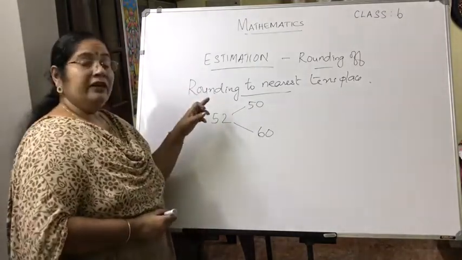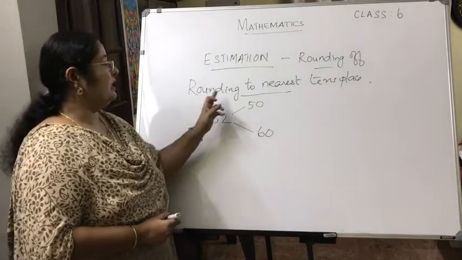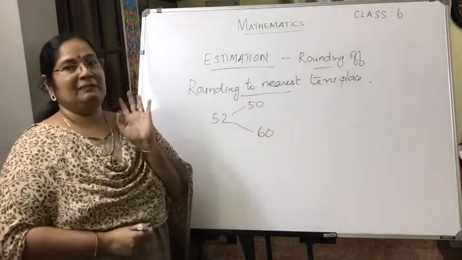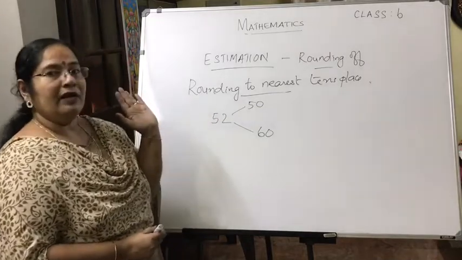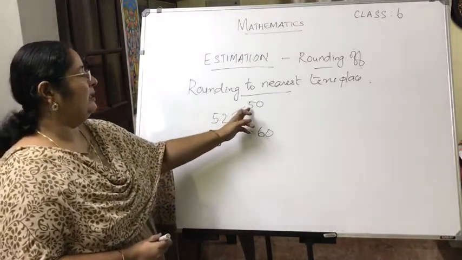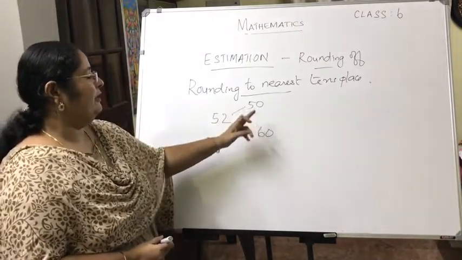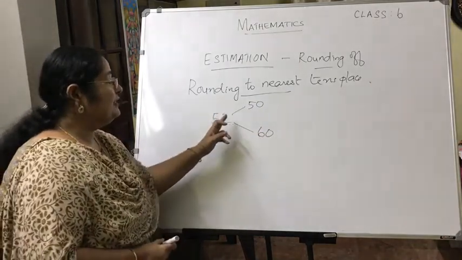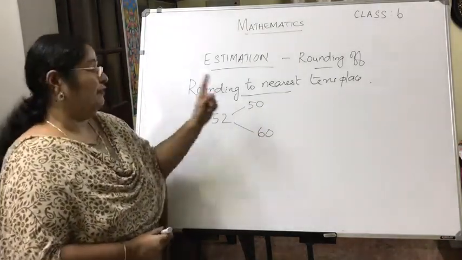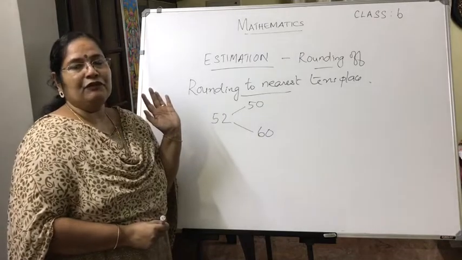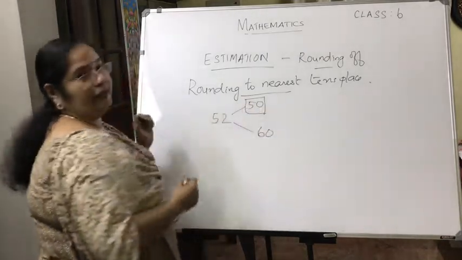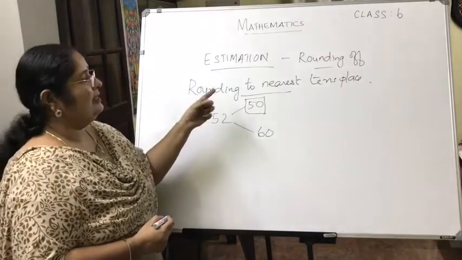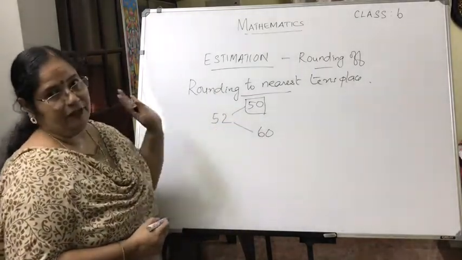Now, why did we go for the multiple of 10? Because you are asked to round to the nearest tens place. So, you will be seeing 52 is nearer to which one? Among the multiples of 10, 50 and 60, 52 is nearer to which one? 50. It is nearer to 50. So, 52 will be rounded to 50. To the nearest tens place means it will be 50.